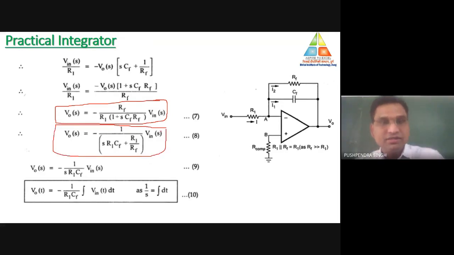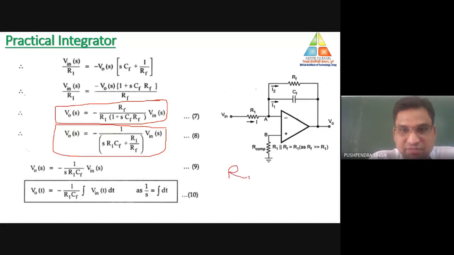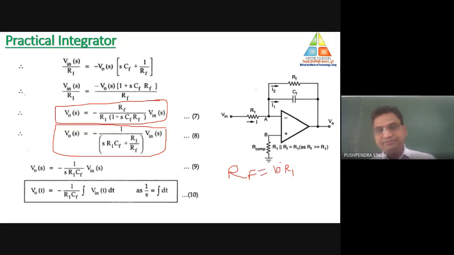Here, if we replace S by j omega, the second thing to consider is the relationship between RF and R1. In general, the feedback resistance is 10 times to 100 times the input resistance. So what would be the change in equation number 8? The feedback resistance is higher compared to the input resistance. That means S R1 CF will be much greater than R1 divided by RF.